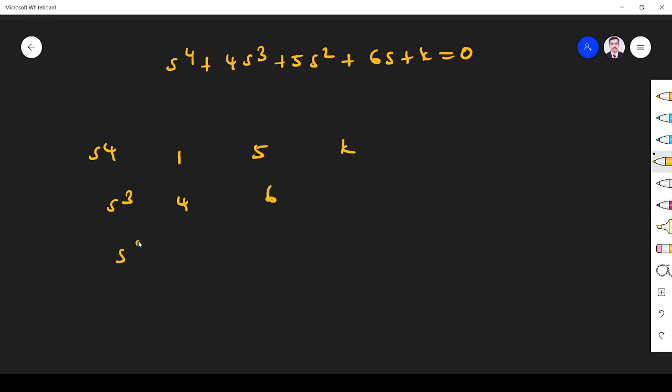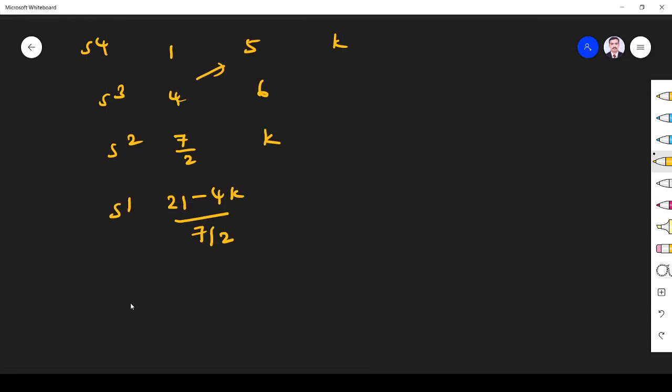Then s squared I write 4 into 5, 20, 20 minus 6, 14, 14 by 4, 7 by 2. This is 4k divided by 4, it is k. Next s power 1, this one I can write 6 into 7 by 2, 6 into 7, 42, 42 by 2 is 21 minus 4k divided by 7 by 2. Fine. So next s power 0, it is k, the factor will come as it is. We know it is a short way. So s power 0 is k.